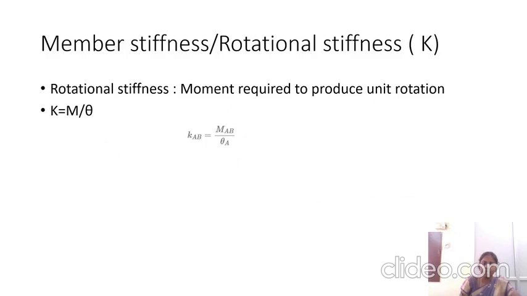The member stiffness is normally defined as the moment required to produce unit rotation, that is M by theta. In case of axial loading, we normally define it as load per unit deflection. In case of a beam, we can rewrite this as moment per unit rotation, so MAB by theta A, or M by theta.